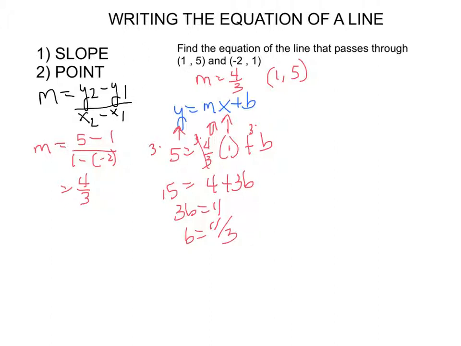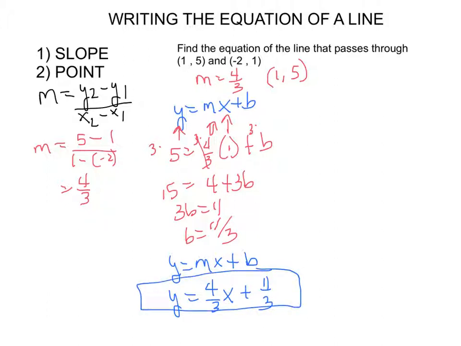And so now we can go back to our y is equal to mx plus b, and we can plug in what we have, which is y is equal to 4/3 x plus 11/3. So there we go. There is the equation of our line.